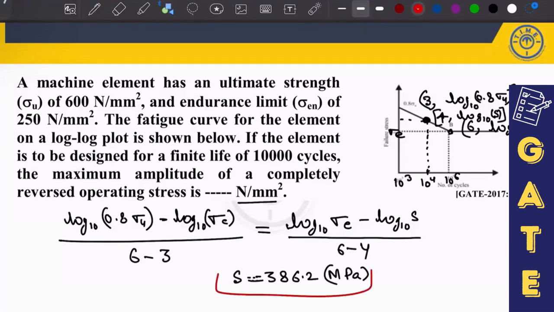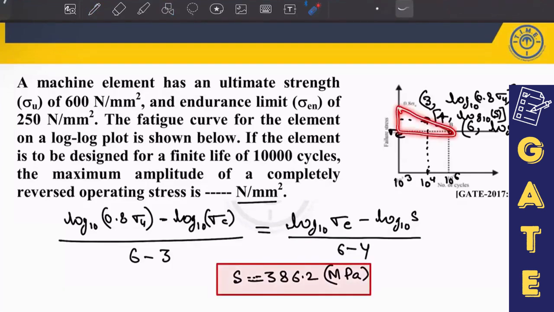So in every problem, as you are seeing, you are just equating the slope. So the slope of this bigger triangle is equal to the smaller triangle. Okay.